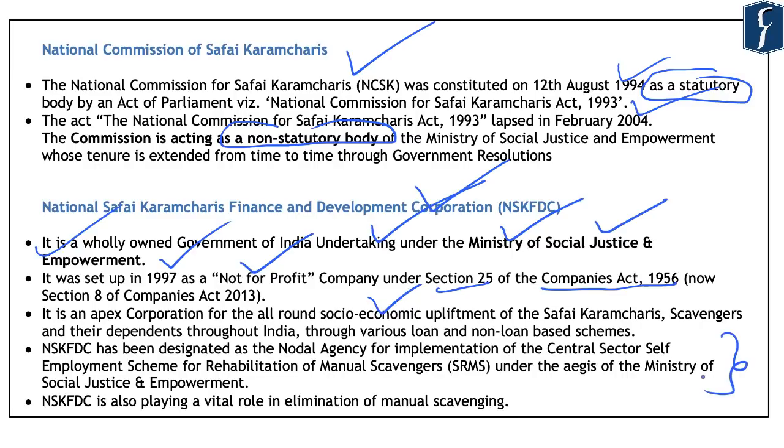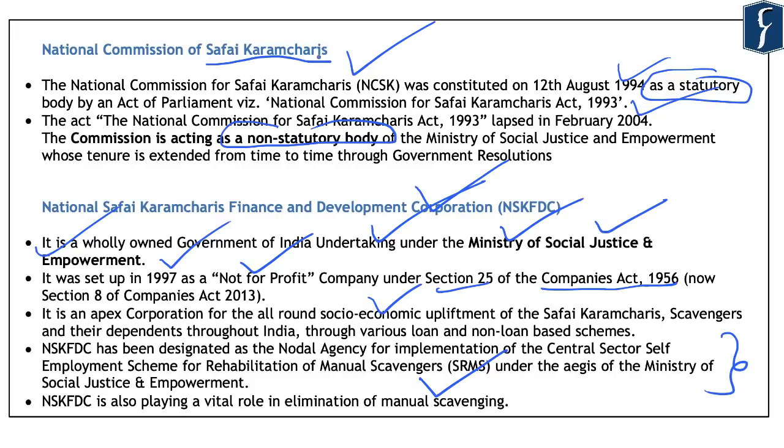It is also the nodal agency for the implementation of the Central Sector Self-Employment Scheme for rehabilitation of manual scavengers, which is under the Ministry of Social Justice and Empowerment. And finally, it plays a vital role in elimination of manual scavenging. So these are the two bodies that have been created for the upliftment of the Safai Karmcharis or the sanitation workers. However, the National Commission for Safai Karmchari is neither a statutory organization nor a constitutional body. And that is why its powers and authorities are limited in nature.